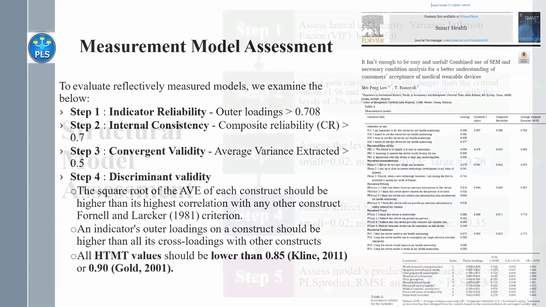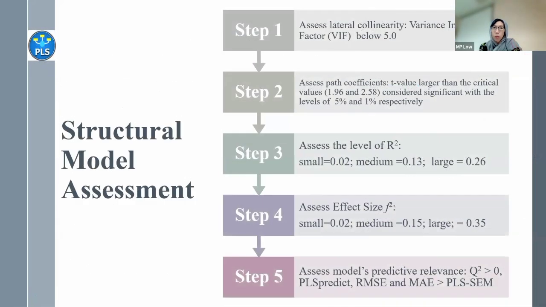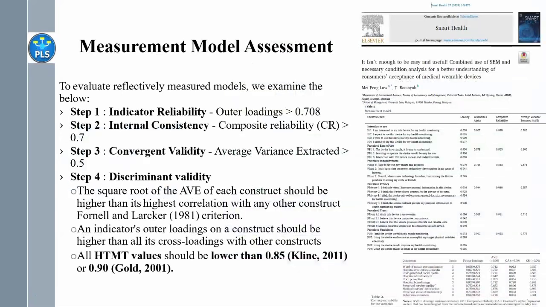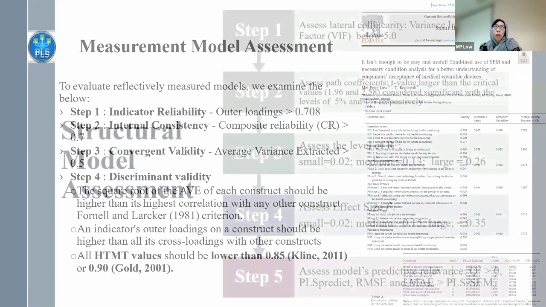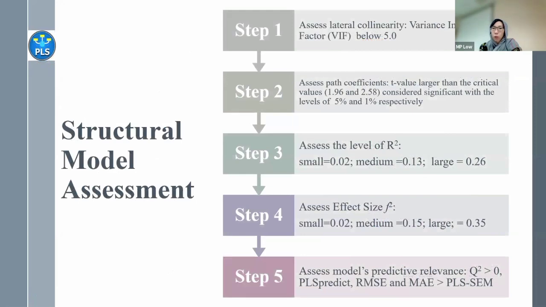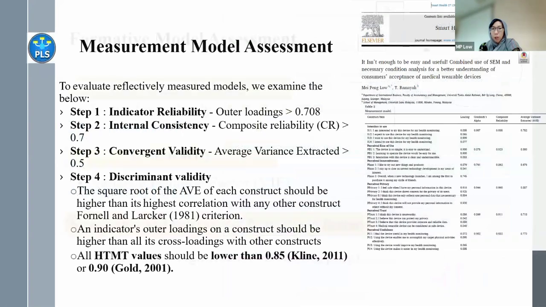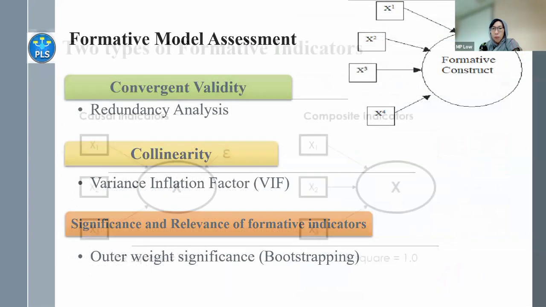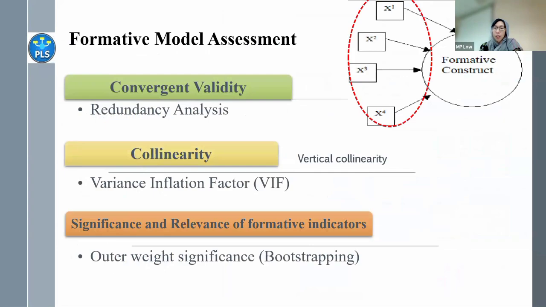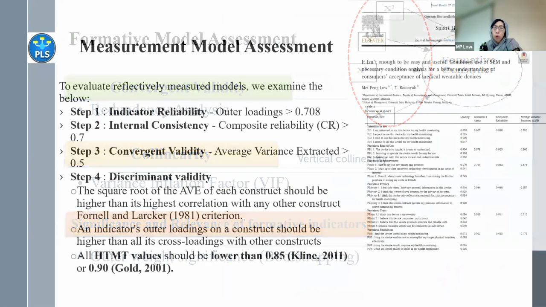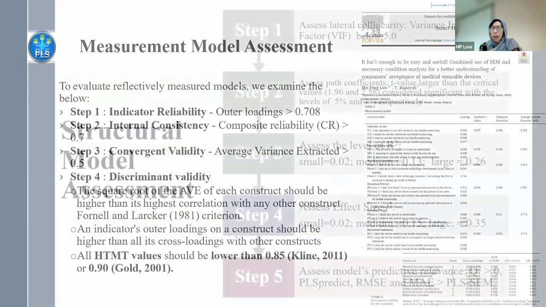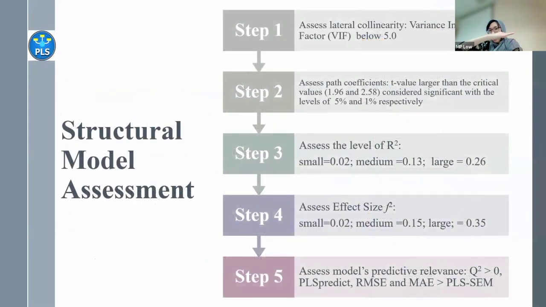So for the measurement model, if it's reflective, we have these four steps. After we're done with the measurement model, we move on to the structural model. For our structural model assessment, our very first step is still to check collinearity. In the formative measure, we looked at vertical collinearity, but for the structural model we look at lateral collinearity.